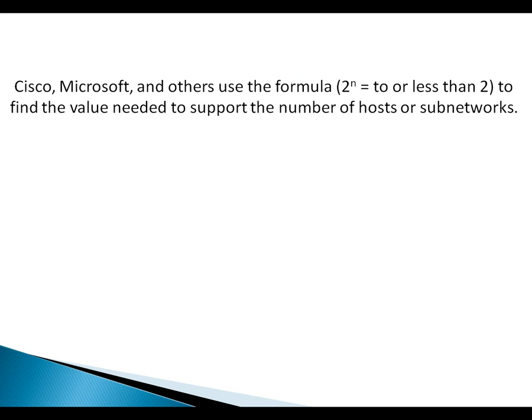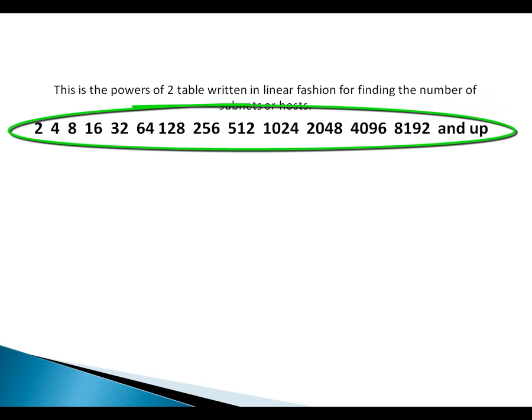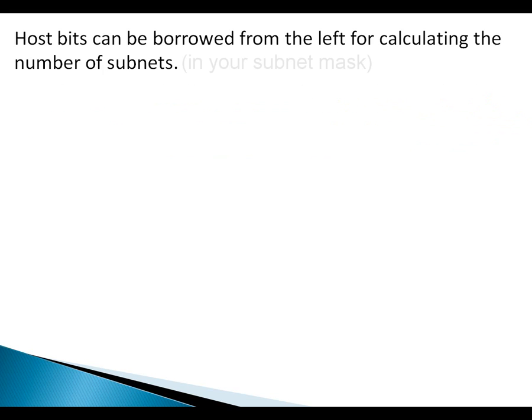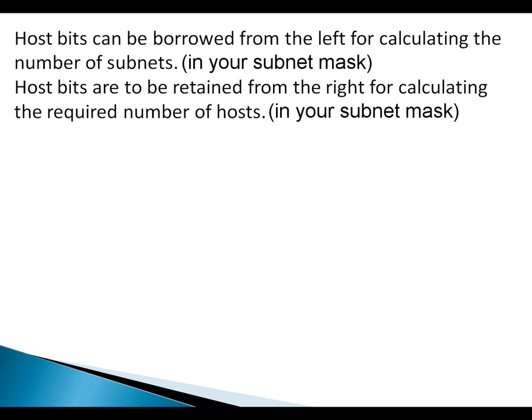Cisco, Microsoft, and others use the formula 2 to the nth power equal to or greater than the value needed to support the number of hosts or subnetworks. This is the powers of 2 table written out in a linear fashion for finding the number of subnets or hosts. Host bits can be borrowed from the left for calculating the number of subnets. Host bits are retained from the right for calculating the required number of hosts.